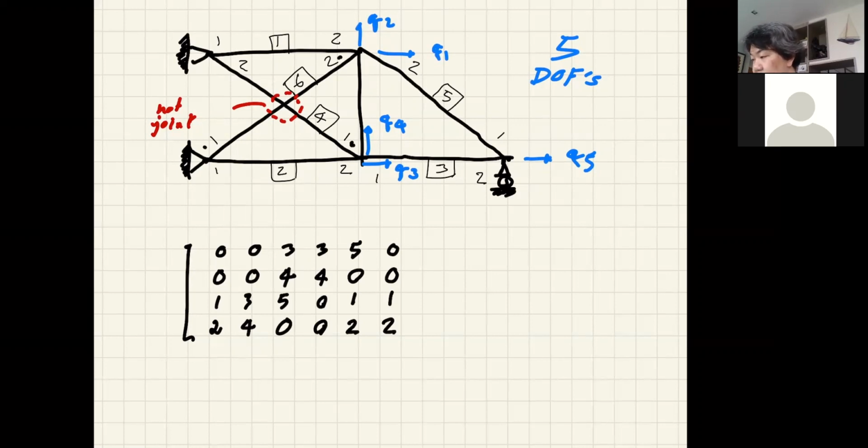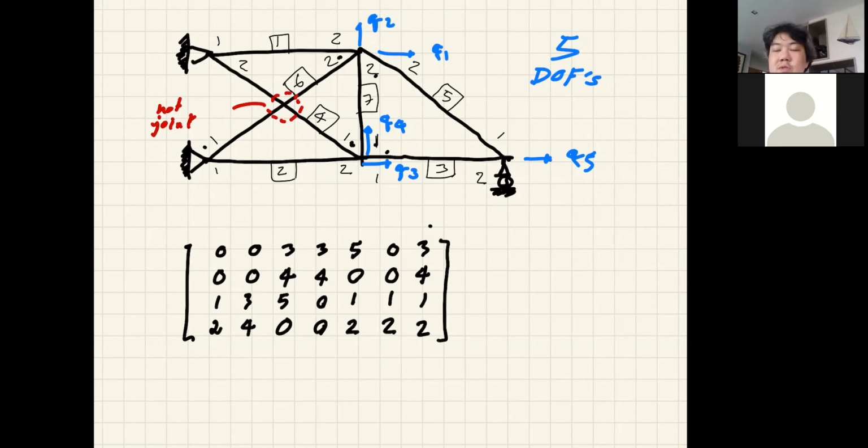And the last one, member 7. Right here, let's use the typical local node. So let's call this 1 and that 2. So 1 is down there, 2 is up there. 1 is where Q3 and Q4 is. So it becomes 3 and 4. We move on to local node 2 so that you have 1 and 2. So it's a little bit tricky when you look at member number 7. We could have a 1, 2, 3, 4 as our code, right?